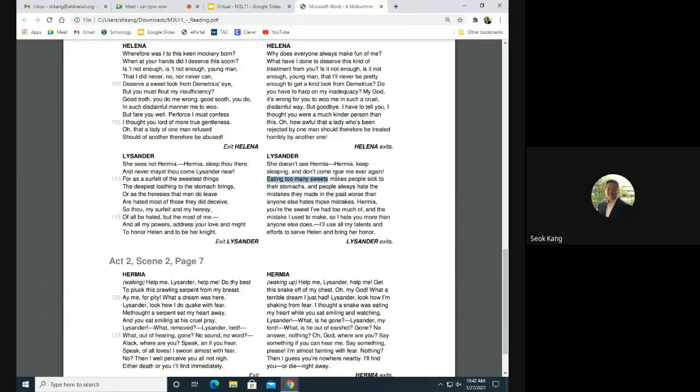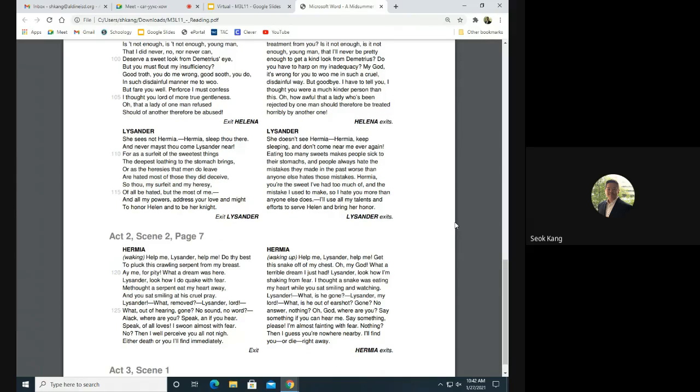But he's basically comparing loving Hermia and spending all that time on her to eating too many sweets. He basically says eating too many sweets makes people sick to their stomachs, and people always hate the mistakes they made in the past worse than anyone else hates those mistakes. Hermia, you're the sweet I've had too much of and the mistake I used to make. So he's basically saying, I'll use all my talents and my time to go after Helena from now on, right? So he's done with Hermia.